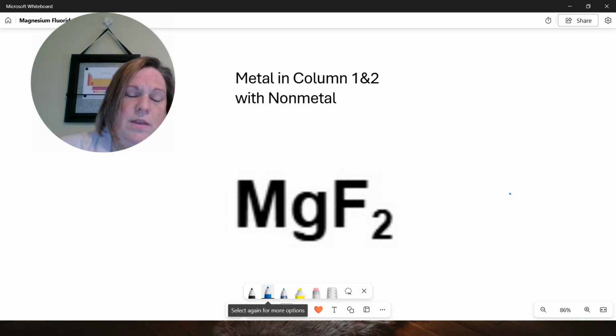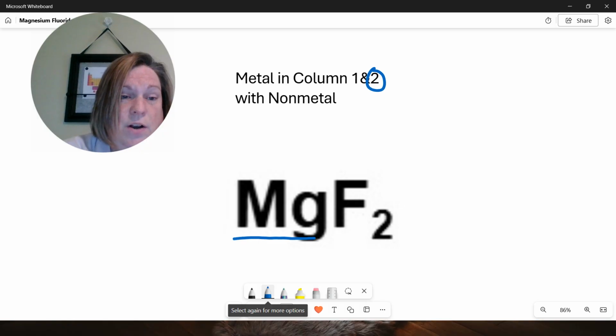The first type of compound that you're going to run into is a metal that is found in column 1 and 2. That would be our alkali and alkaline earth metals, and paired with a nonmetal. Now remember, the metals are on the left side of the periodic table and the nonmetals are on the right side, just beyond the diagonal divide. Looking at this compound, I can clearly see that magnesium is found in column 2 or family 2, the alkaline earth metals. And so it's very simple.